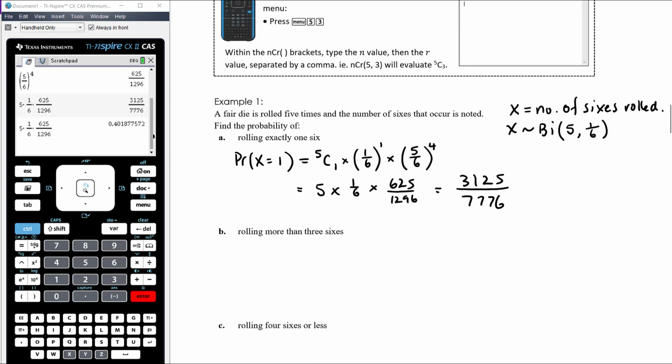Okay, part B, find the probability of rolling more than 3 sixes. So probability that X is bigger than 3. Again, be clear about the difference between bigger than or equal to versus bigger than, and make sure you're using those correctly.